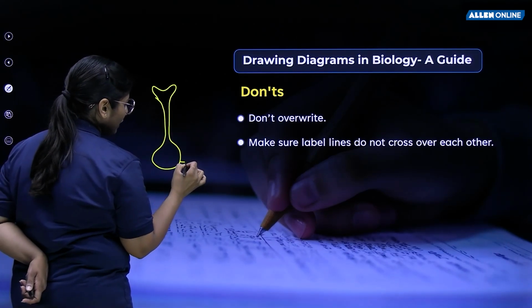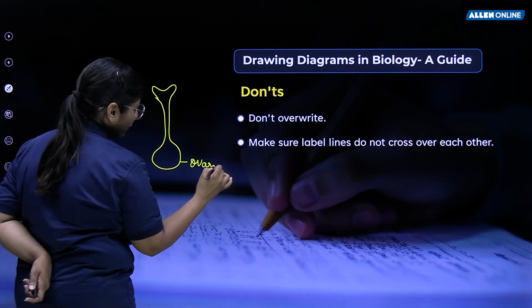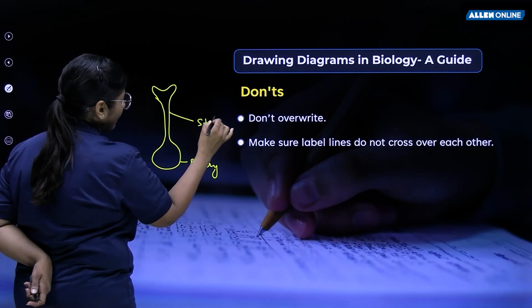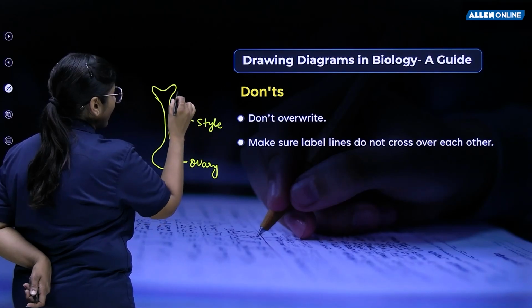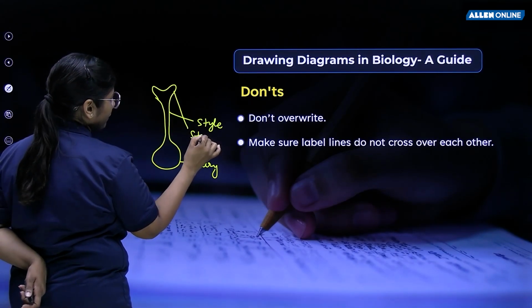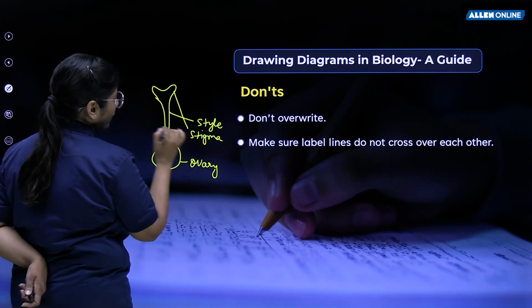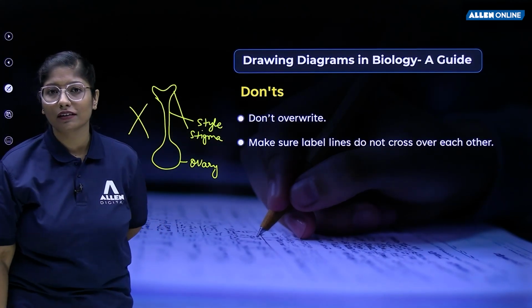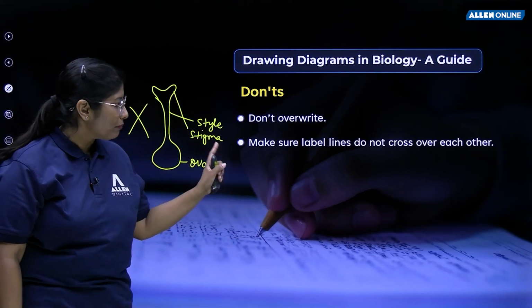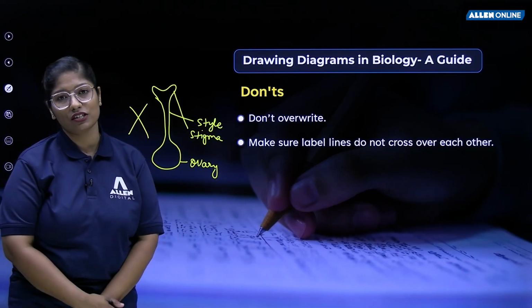So if I'm labeling the ovary here, and suppose I've labeled the style here, and then I have labeled the stigma like this. No, that's wrong. This should not be done. You should not cross the label lines. Make sure that label lines don't cross each other.